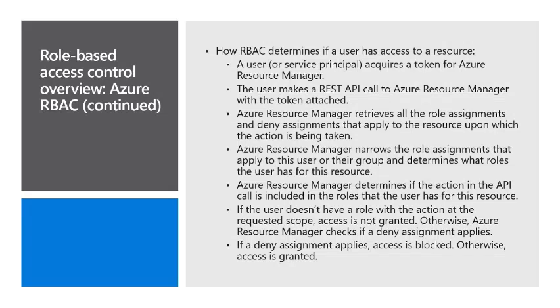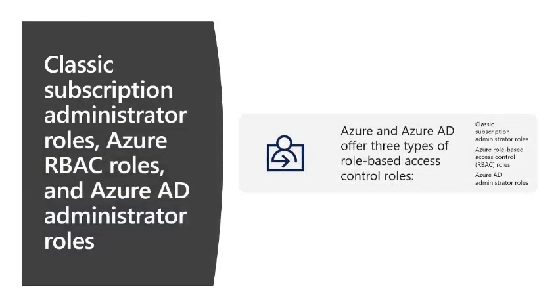Then Azure Resource Manager determines if the action in the API call is included in the roles that the user has for this resource. If the user doesn't have a role with the action at the requested scope, access is not granted. If the user has that role in that requested scope, then access is granted. If a deny assignment applies, access is blocked. Otherwise, it's granted.